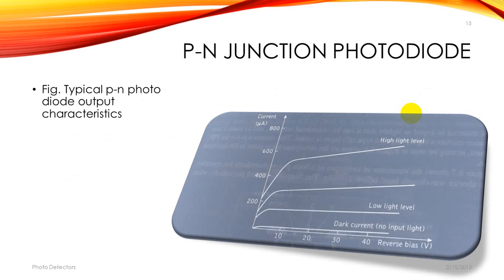Now this is the diagram of typical PN photodiode output characteristics for the reverse biased PN photodiode. The different operating conditions may be noted moving from no light input to a high light level. Here you can see this is the high light level characteristic, and low light level, and the last one is dark current, actually no input light.